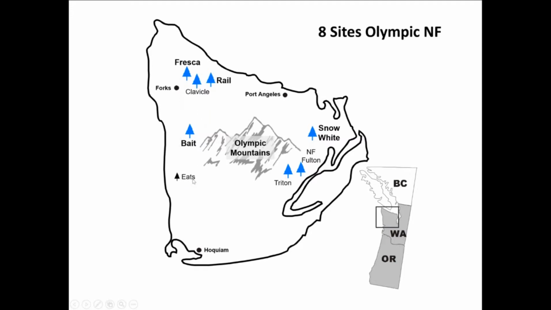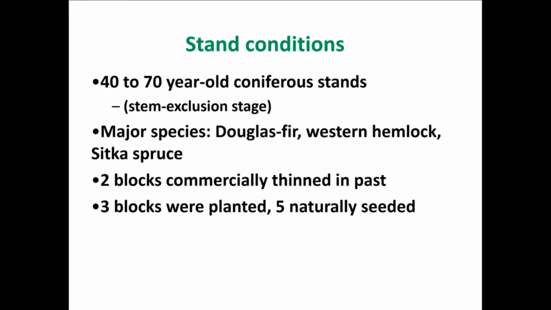With the Olympic Habitat Development Study, we established 8 sites on the Olympic National Forest. We've got 3 on the east side of the peninsula, 3 up near Forks, and then there were 2 sites originally established over in the Quilcene area. This site has never been thinned. It was initially part of the study, but has never been thinned, so we don't have any data on how it's developed after thinning.